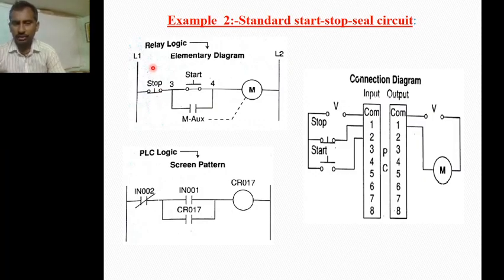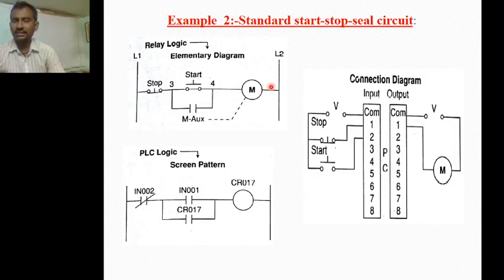Here we have the stop button, which is a normally closed push button switch, and the start button, which is a normally open push button. This one is the auxiliary contact, which depends upon the output of the motor. First we press the start button. That provides a closed path, so the motor will run. When the motor runs, the auxiliary contact becomes active high, meaning that contact acts as a closed contact and provides the path to the motor.